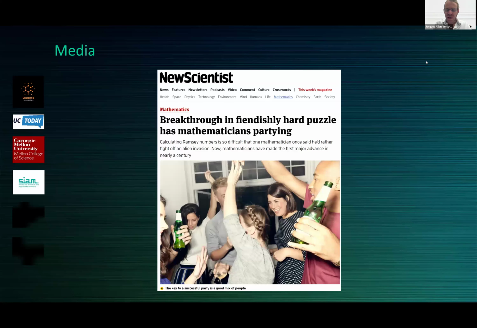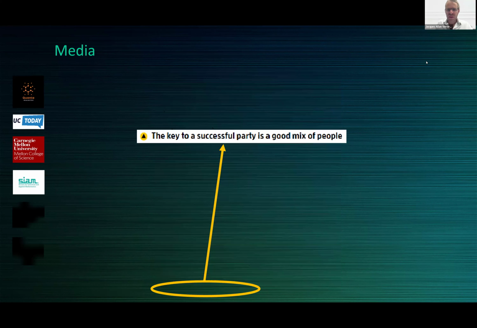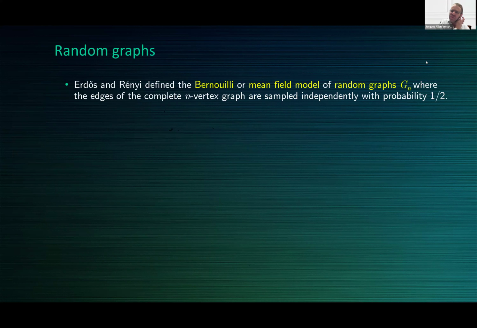And here's another one. Theorem says something about parties. So maybe this is the most important theorem of the talk, that a good party has a good mix of people. I feel like this should be a theorem. I'm not sure it's publishable, but apparently it's a theorem. So there we go. I didn't know how I'd proved this, but I'll try to apply it. Okay, so enough about parties.